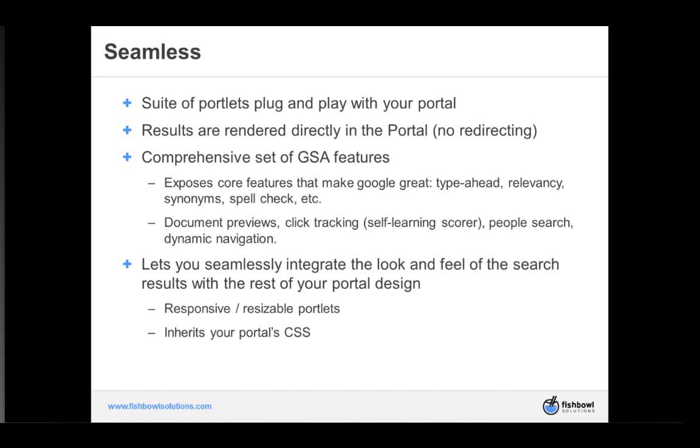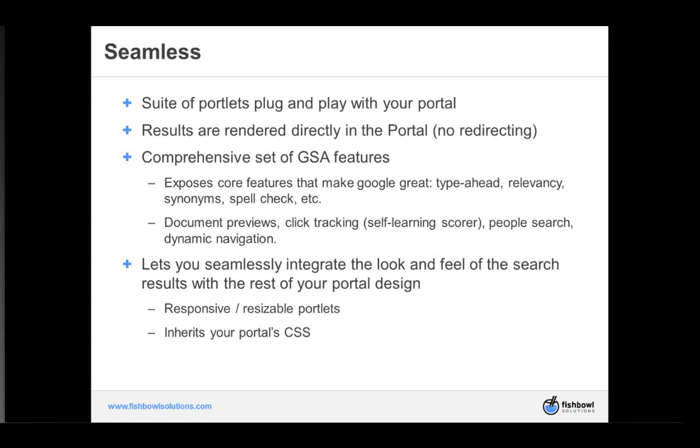Things like type ahead, relevancy, synonyms and word stemming, and the ability to have spell checks. So just that core, what makes for effective search. And then adding on to that, it's all of these more sophisticated things that are specific to the GSA, like document previews, click tracking to support the self-learning score, people search to search not only documents but for other experts in your organization, and then dynamic navigation for filtering. So this is not an exhaustive list, but the feature set is very comprehensive.